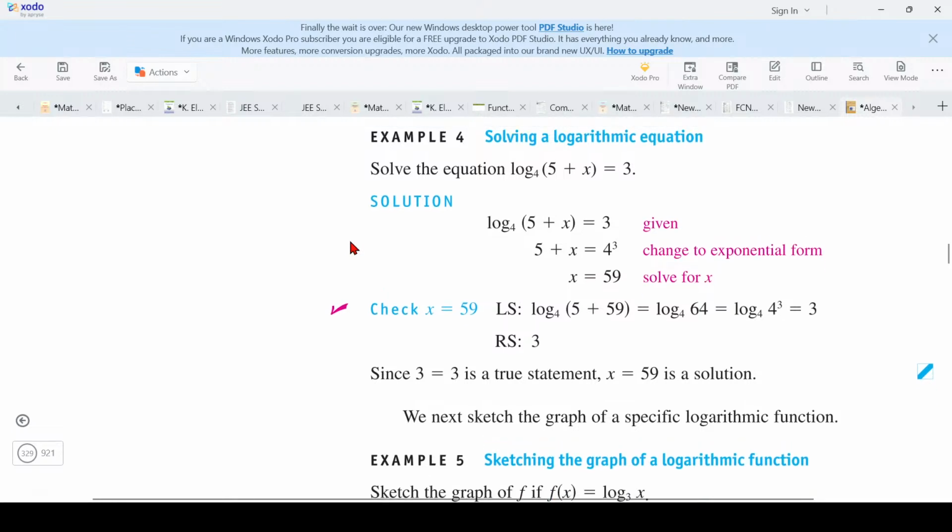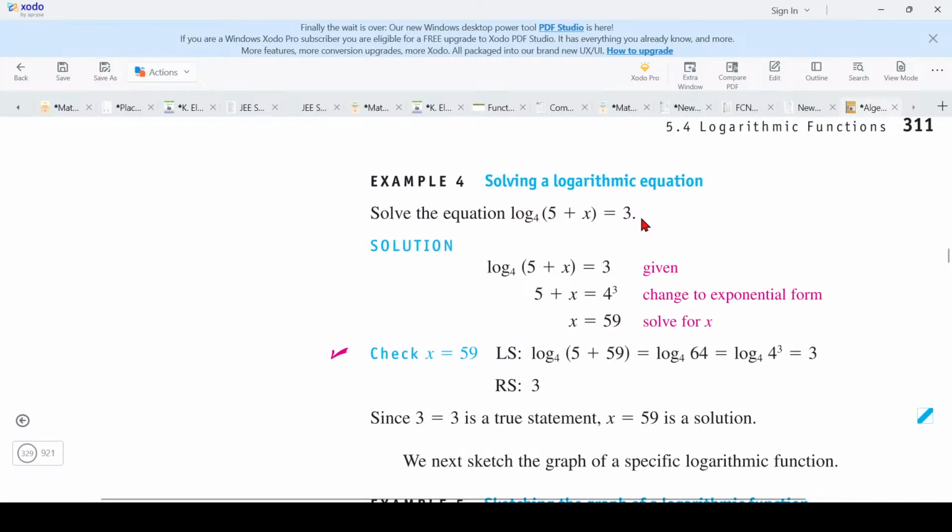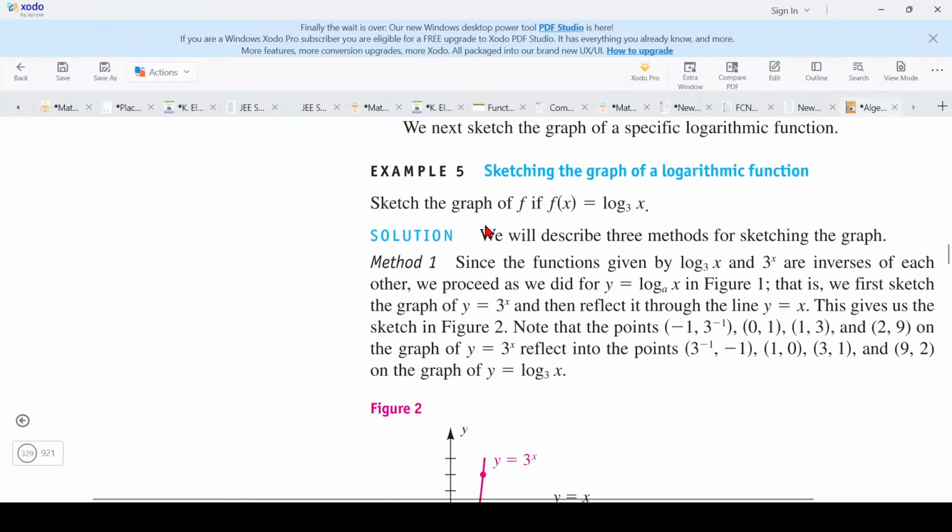Now, what does this mean? 5 plus x equals 4 cube, right? This means that you can do.